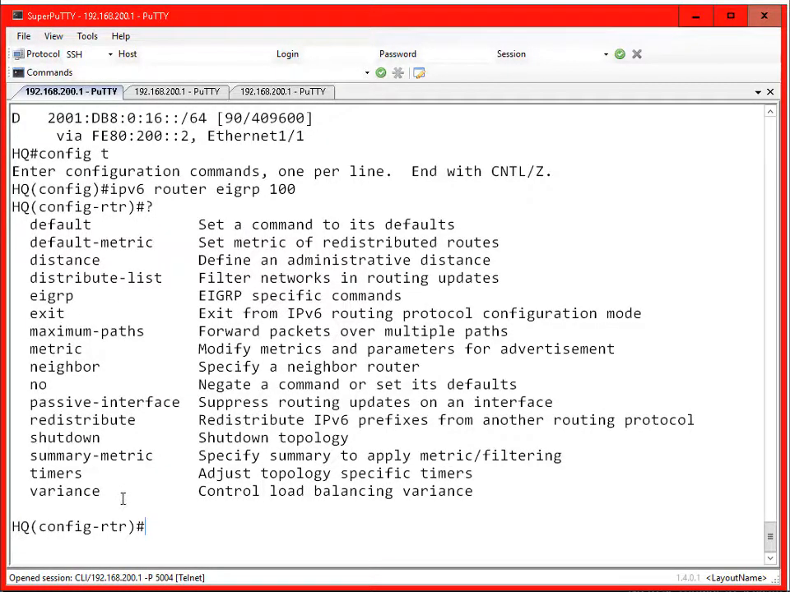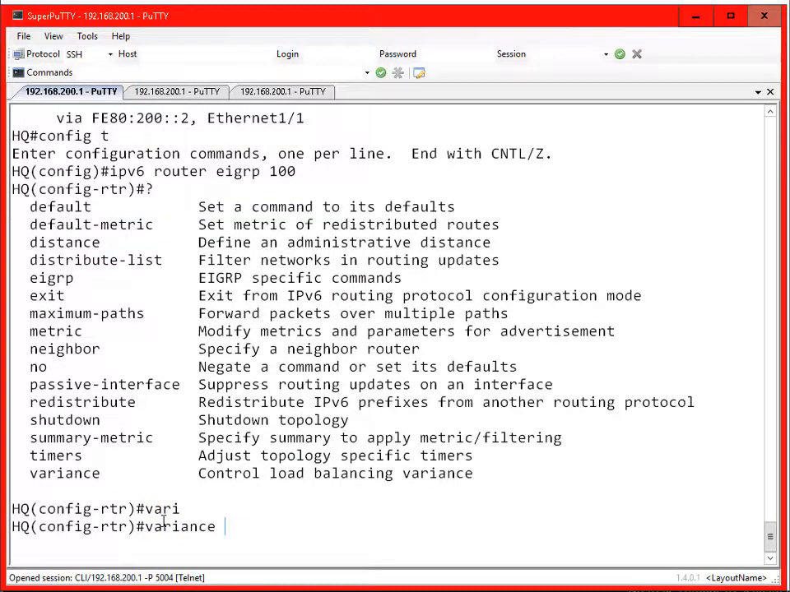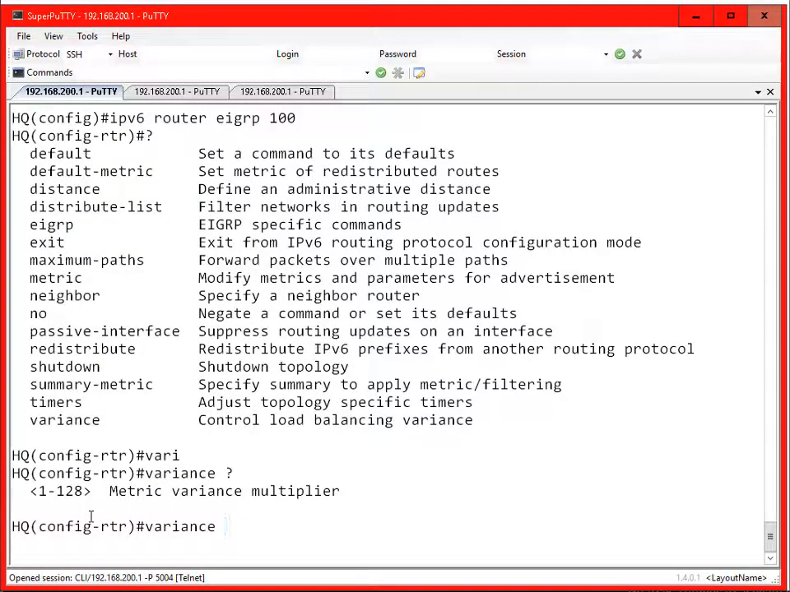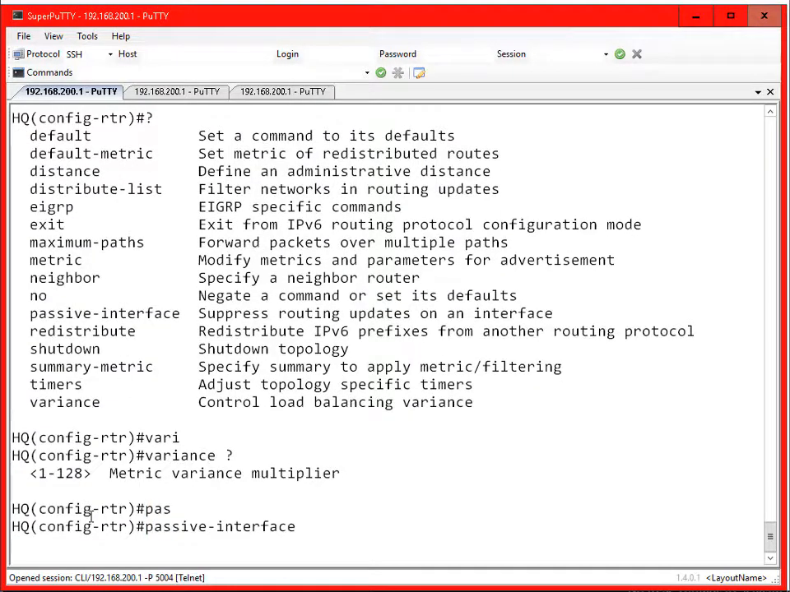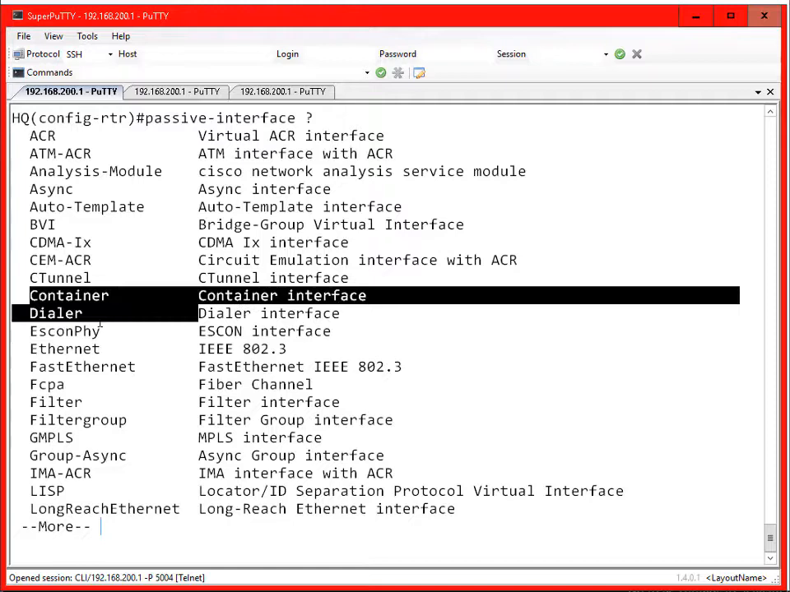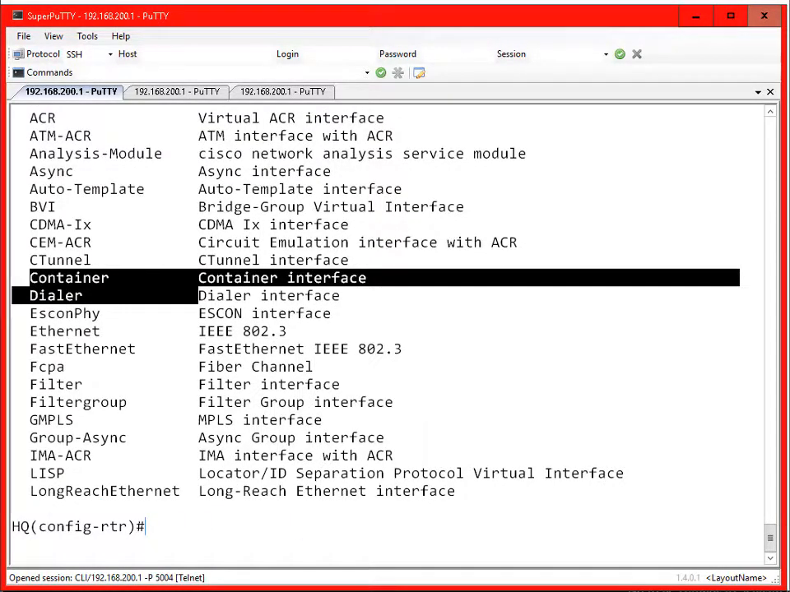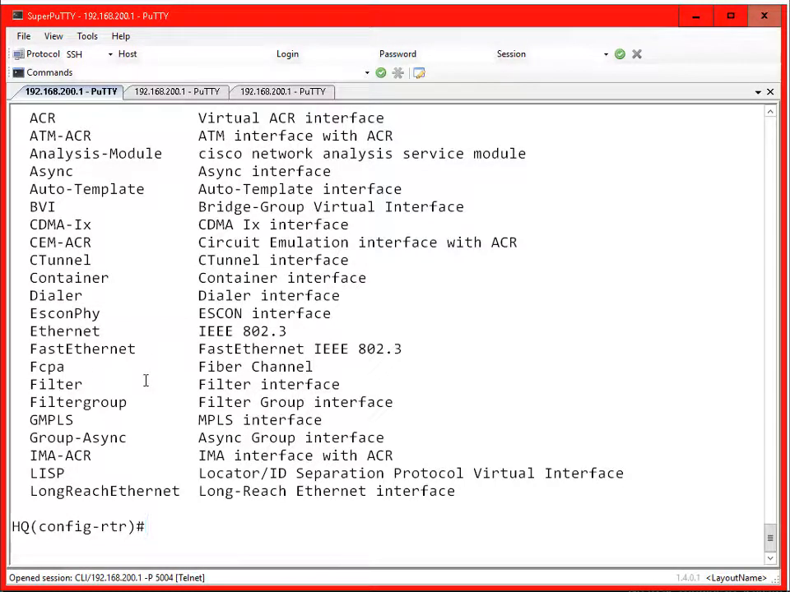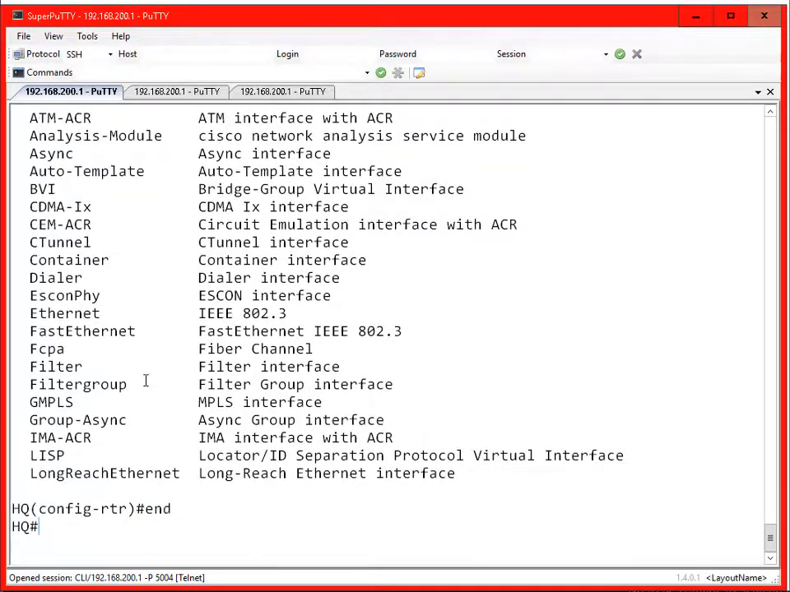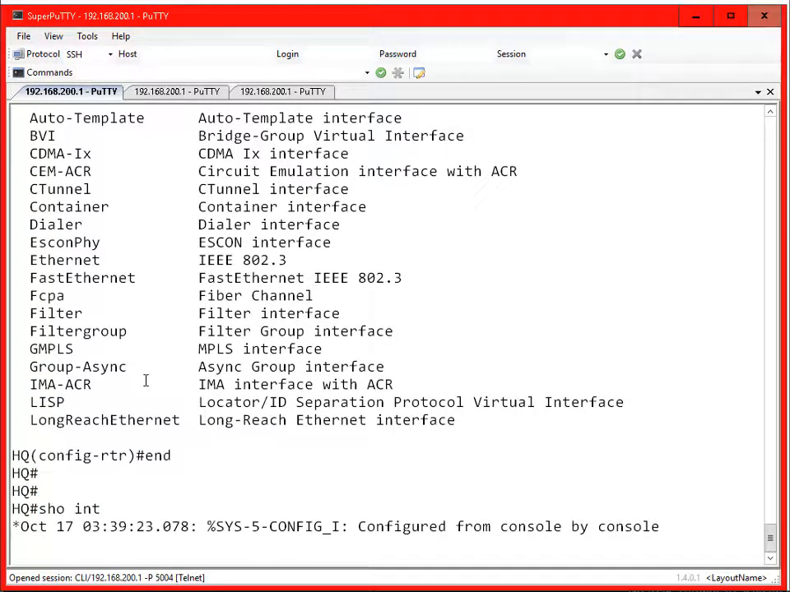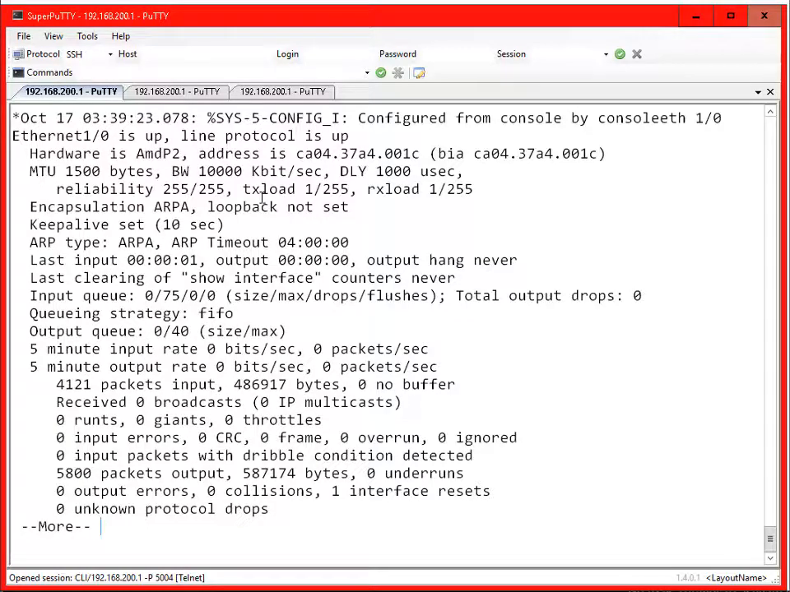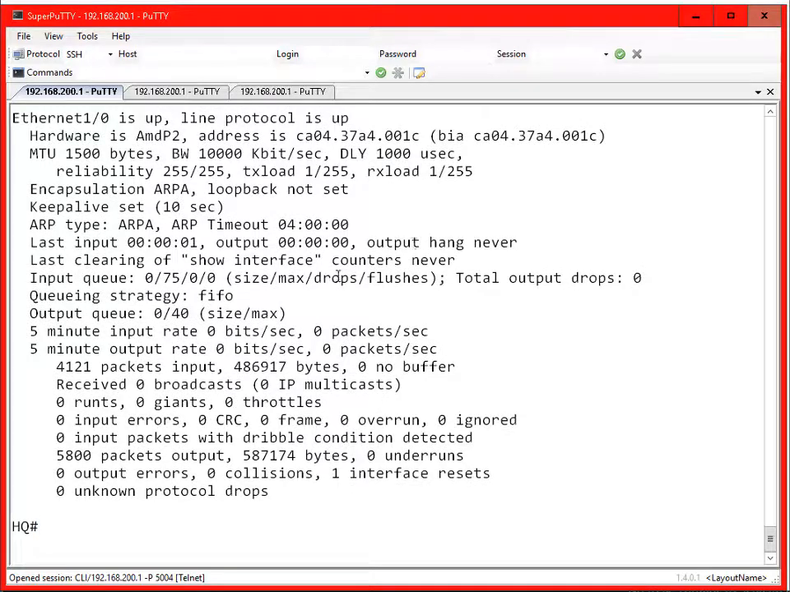But all of the standard features, like if I wanted to set a variance, it still goes from 1 to 128 in this particular case. If I want to make an interface passive, I can choose the interface just like I would in IPv4. So again, a lot of the same concepts that existed in IPv4 exist in IPv6 as well. Metric calculations are exactly the same. We do a show interface, Ethernet 1/0 as an example to get our bandwidth and our delay, and those numbers go into calculating the metric for that particular interface.